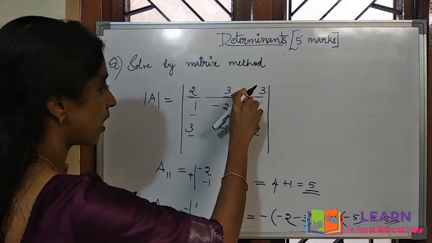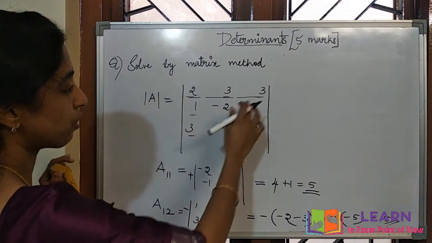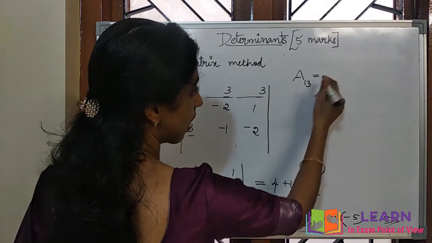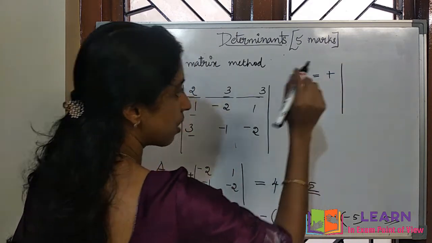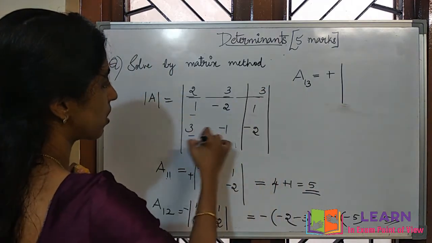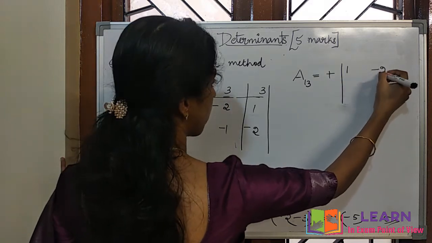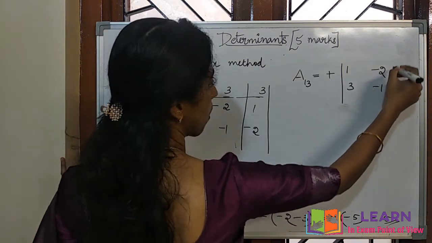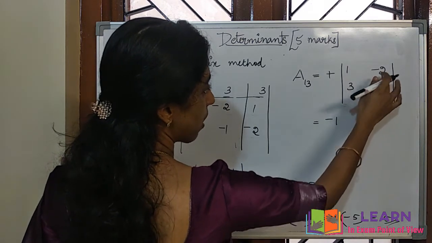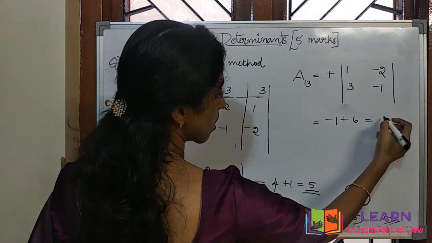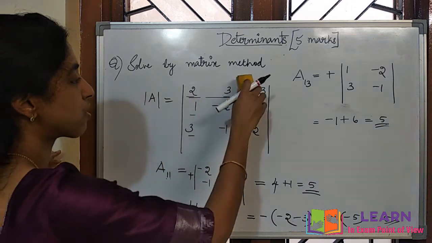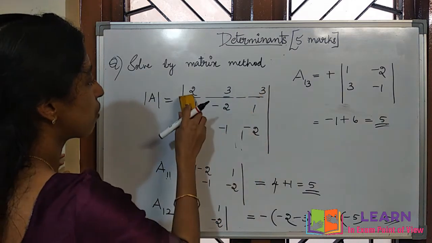Then for the next element we are going to find it for 3, that is A13. 1 plus 3 is 4, so it is an even number. Put a plus. Then hide its corresponding row and column in this determinant. 1, -2, 3, -1. Then it is -1 plus 6, that is 6 minus 1, we have again 5. Clear? The first row elements we have completed. Then for the next row elements.